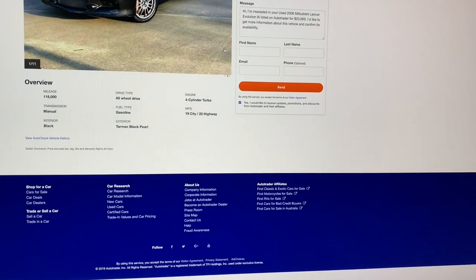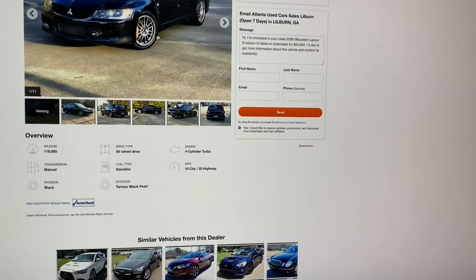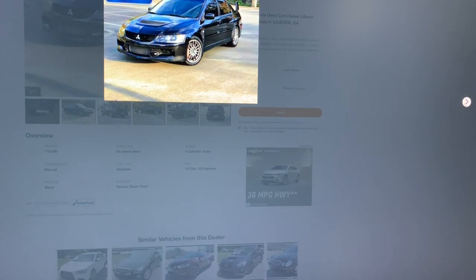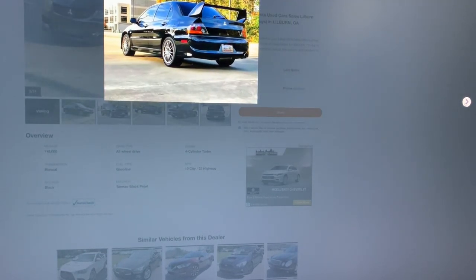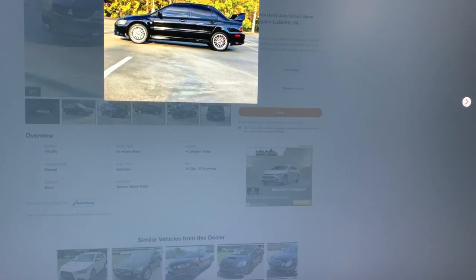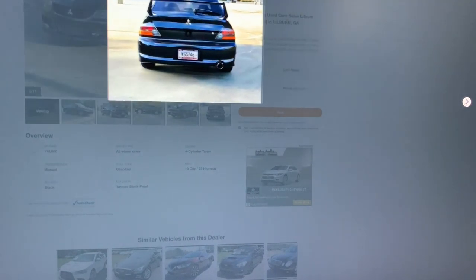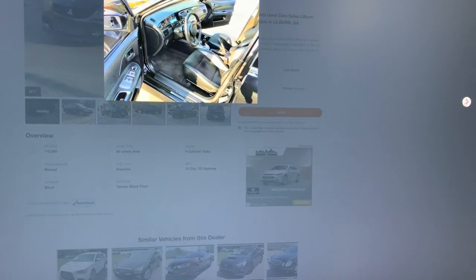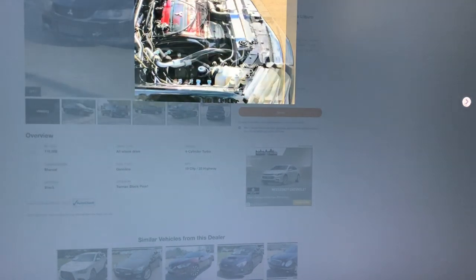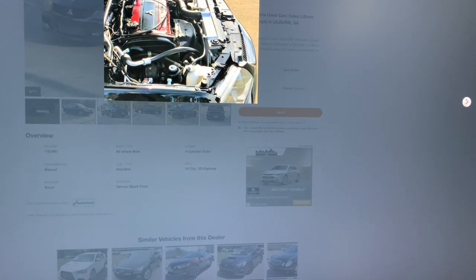All right. Now we have a black GSR, faded Brembos. This might be an SE. Looks like the SE wheels. So that's another thing. If that first one was an SE, then the SE wheels are gone, and that really matters. All right, so it's got MR taillights. It's got an aftermarket exhaust. Looks mostly stock. There's some weird upper intercooler piping. There's a filter.